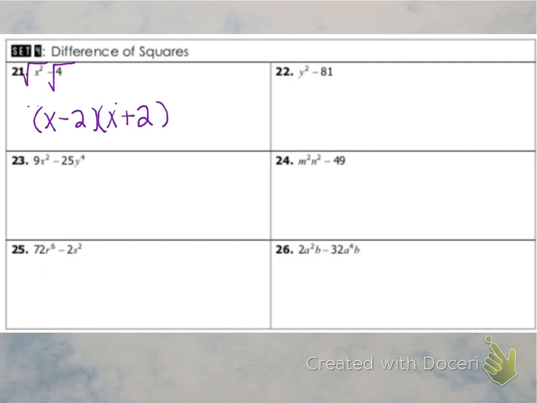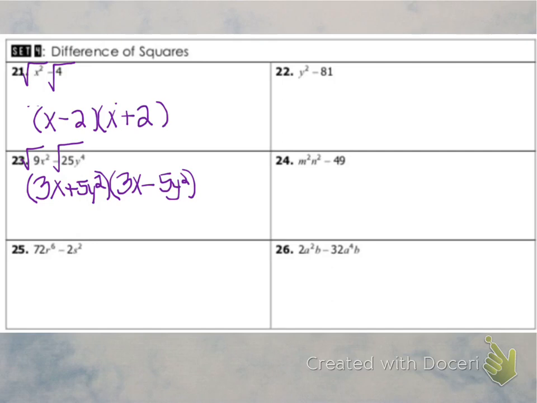In number 23, I have 9x squared minus 25y to the 4th. Well, first of all, the 9 and the 25 we recognize as perfect squares. X squared is a perfect square, but really any variable with an even exponent is also a perfect square. So this is the difference of squares pattern. If I square root both the terms, my binomials would both have to start with 3x. And they'd have to end with 5y squared. And one will be a plus, and one will be a minus binomial. And it doesn't matter which one you list first. That way, if you were to FOIL this back out, you would see that the middle term would just cancel. So it would just turn out to be a two-term binomial.